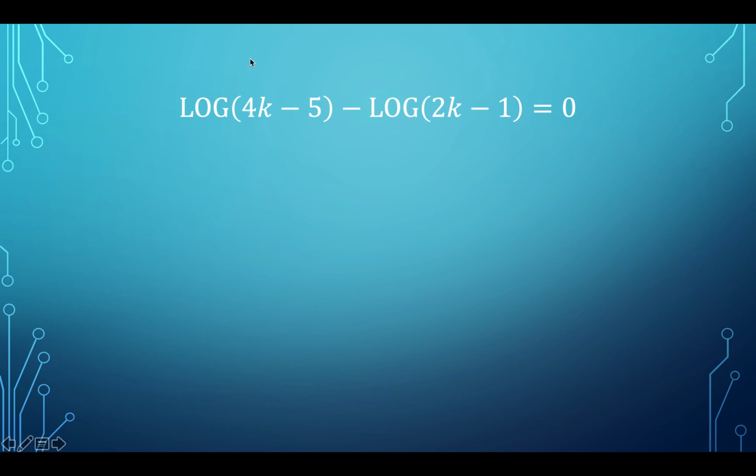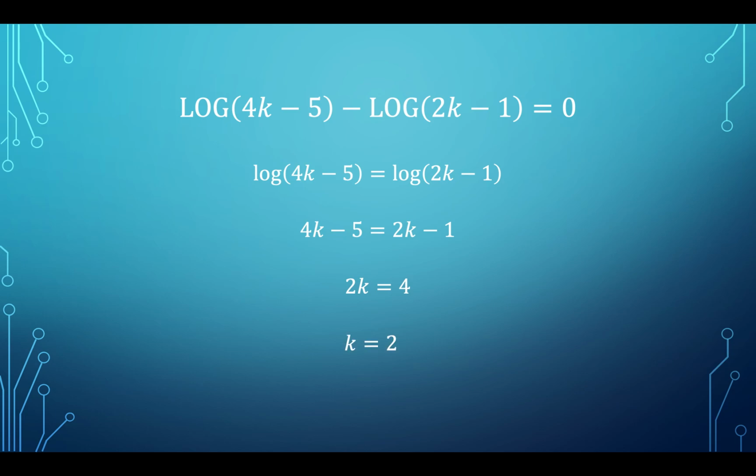What we're going to do is add this log to both sides of the equation. When we do that, we now have log(4k - 5) = log(2k - 1). Now we can set 4k - 5 equal to 2k - 1. Our next step is to simplify or combine like terms. So we have 2k = 4, divide each side by 2, and we find k = 2.